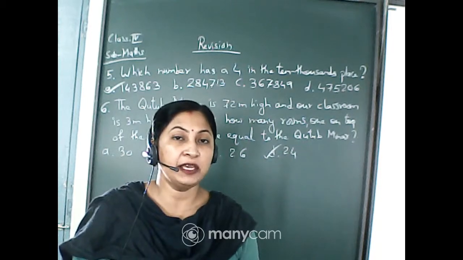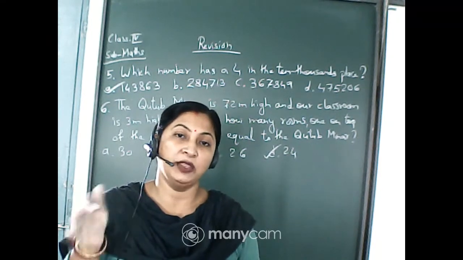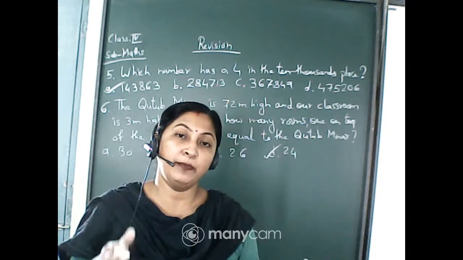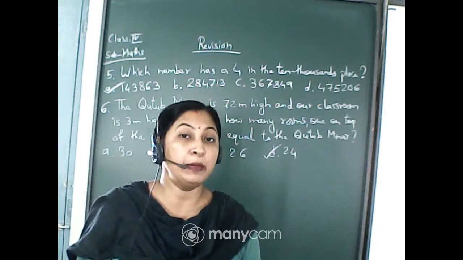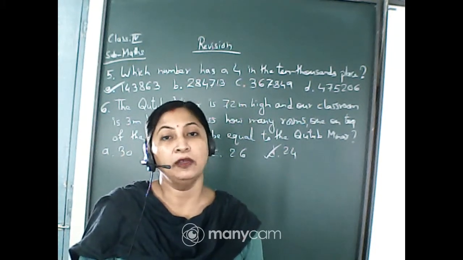That means if we are keeping one room on the top of the other, then we have to keep 24 rooms so that it will be equal to the height of the Qutub Minar. Okay.